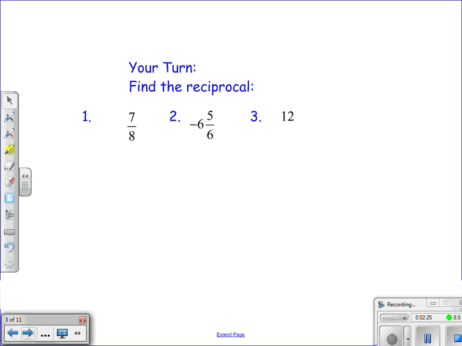Well, if you'll take a second, pause the video. I'd like you to do problems 1, 2, and 3. Find the reciprocal or multiplicative inverse of these 3 numbers: 7/8, -6 and 5/6, and 12. When you're finished with these 3 problems, restart the video. We're going to go finish section 5-4. We have about 3 or 4 things to learn in section 5-4. So do these, pause the video, then start the video back up. I'll see you in a second.